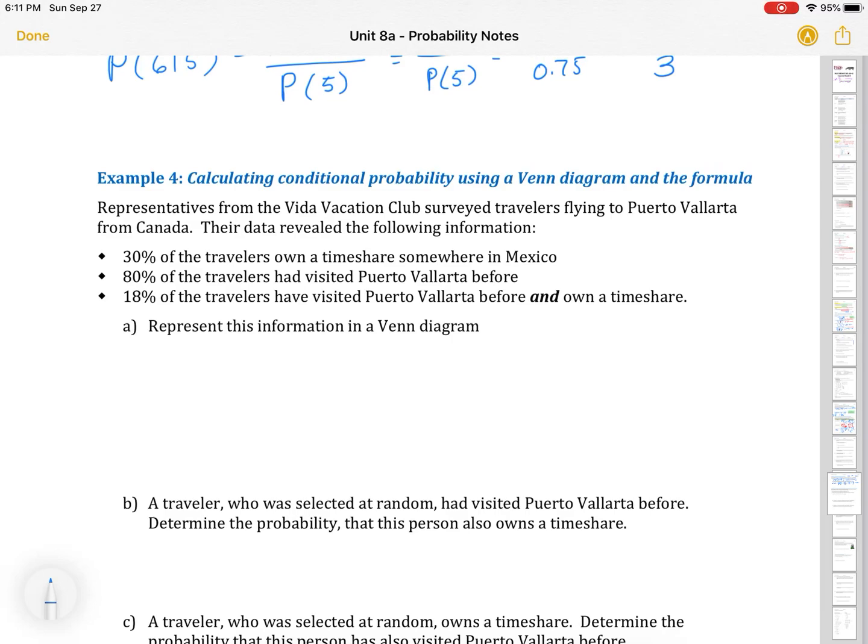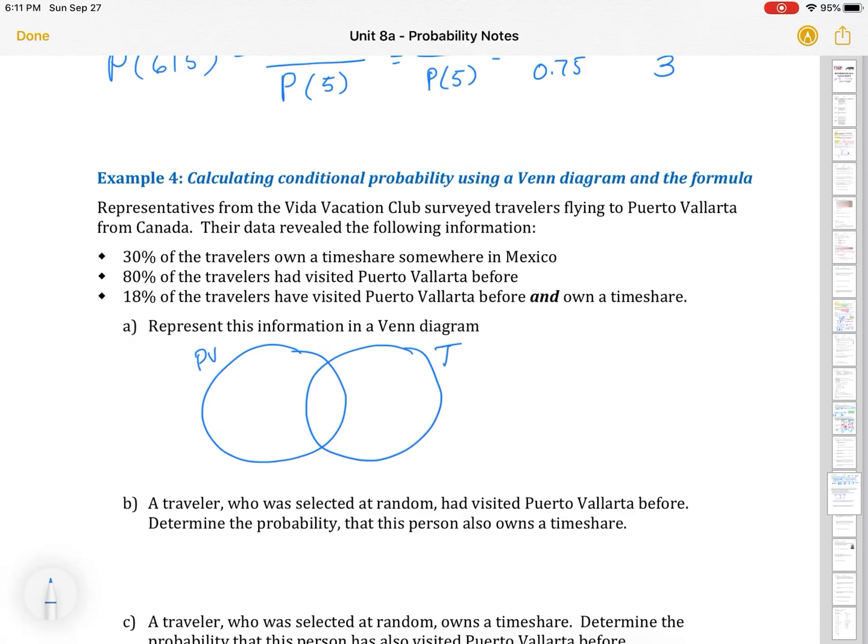Calculating conditional probability using a Venn diagram and the formula, so using both. Representatives from the Vida Vacation Club surveyed travelers flying to Puerto Vallarta from Canada. Their data revealed the following information. 30% of the travelers owned a timeshare somewhere in Mexico. 80% of the travelers had visited Puerto Vallarta before, and 18% had visited Puerto Vallarta before and own a timeshare. So we've got our Venn diagram.